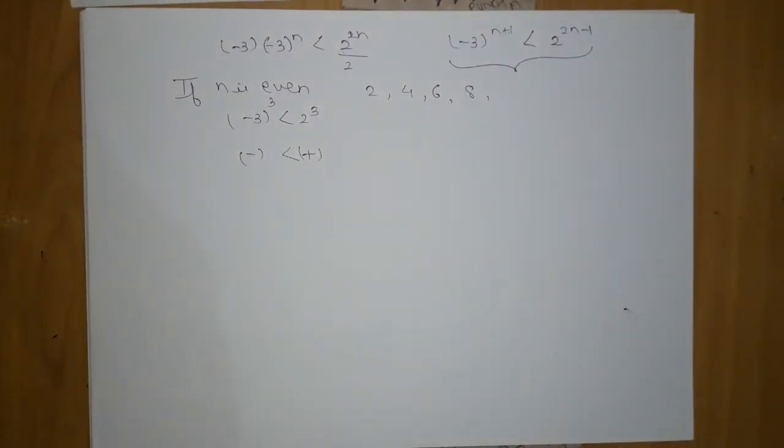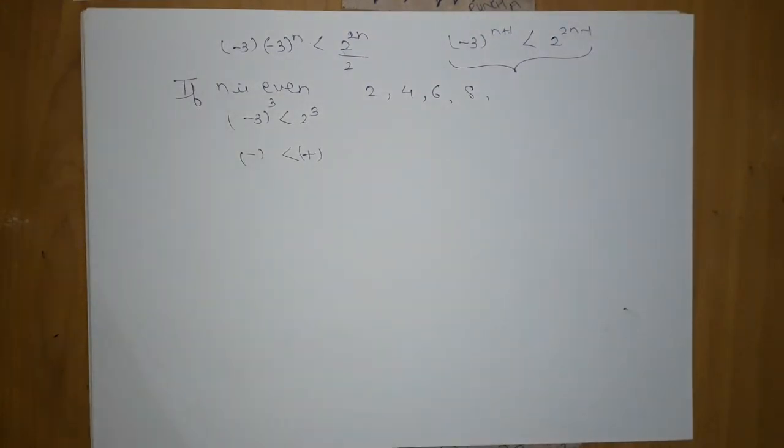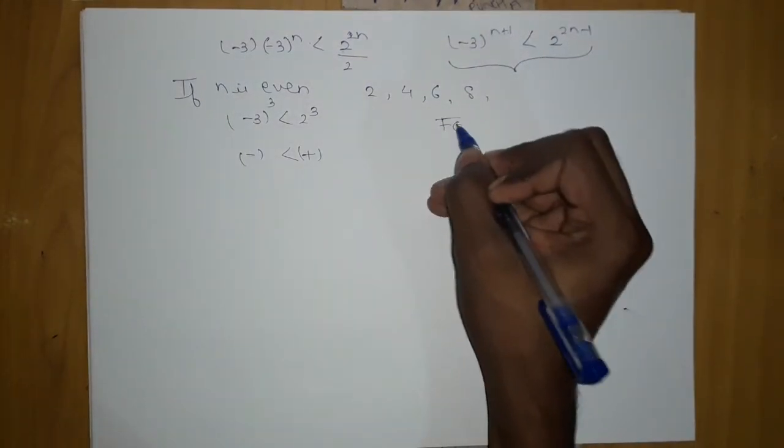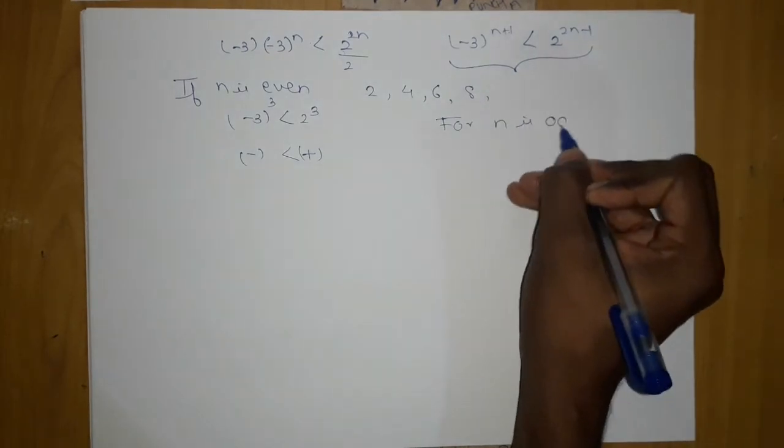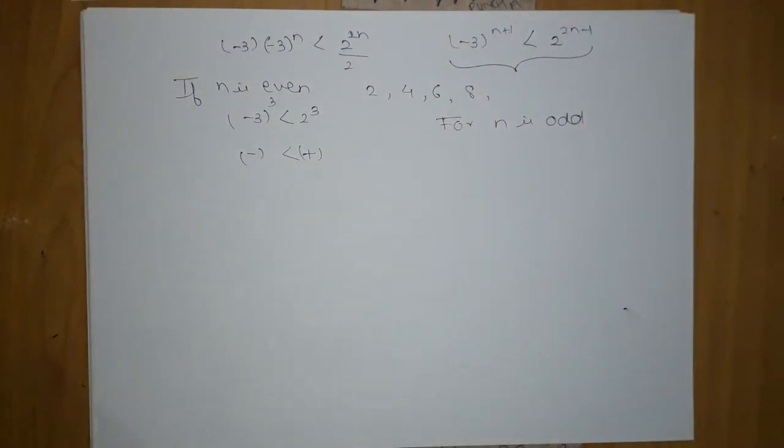Now we want to find the least. Now we want to find the odd. At what odd natural number is it possible? So for odd, n is odd. Odd will decide from where it will begin.